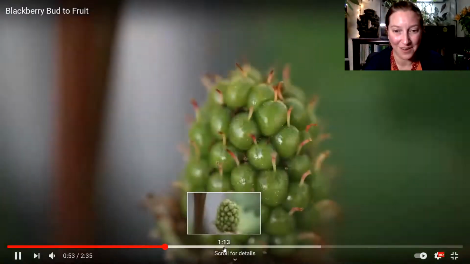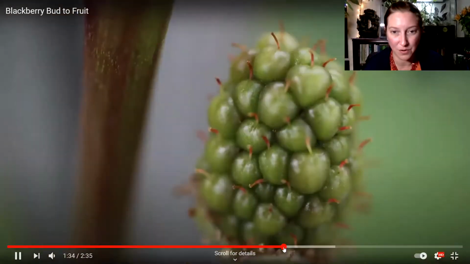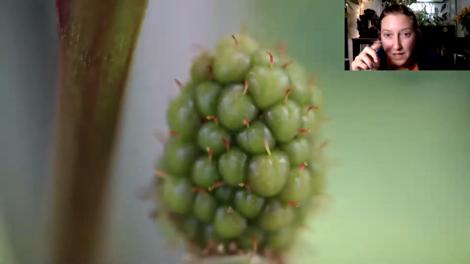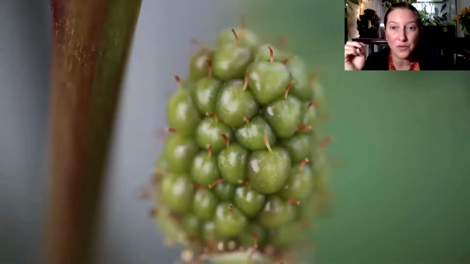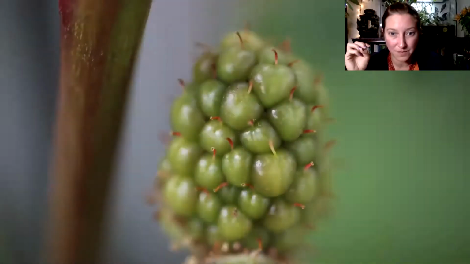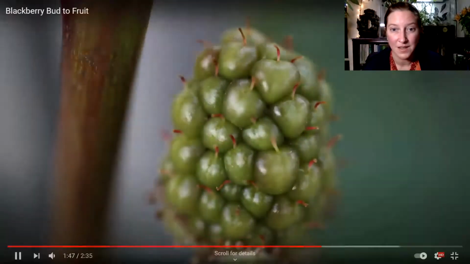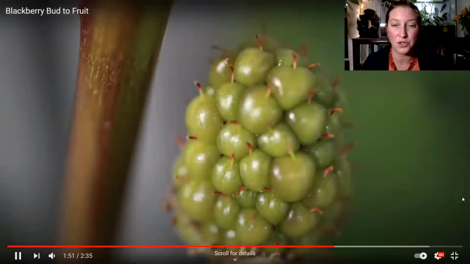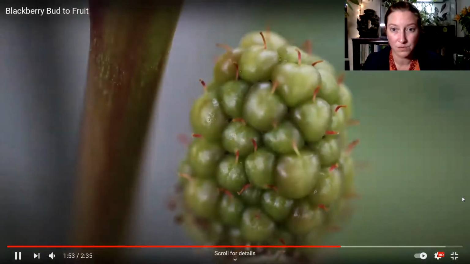Oh boy. All right, how long, what have we got here? Oh, okay, here, we'll go a little faster. Look, so those little red things, those are the leftover style with the stigma of the pistil. Oh, now it's going to start to turn colors.